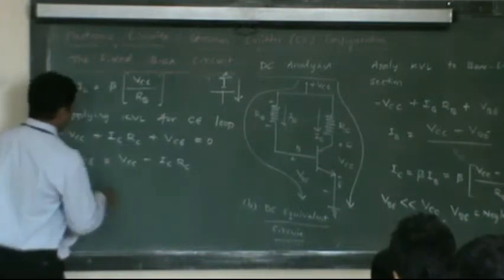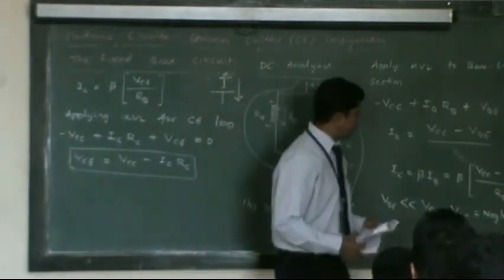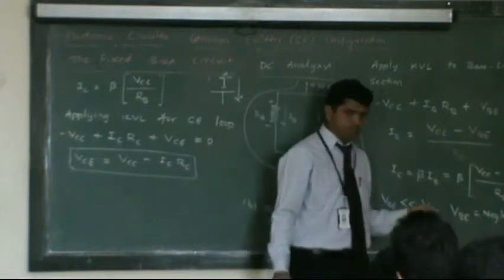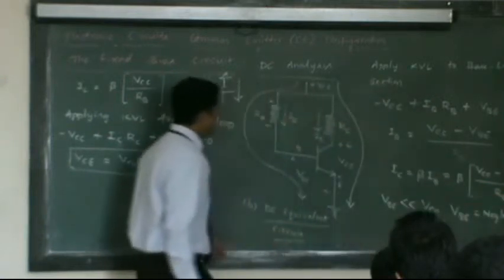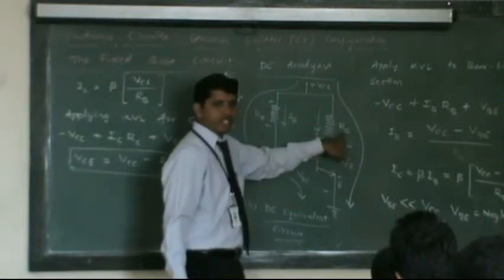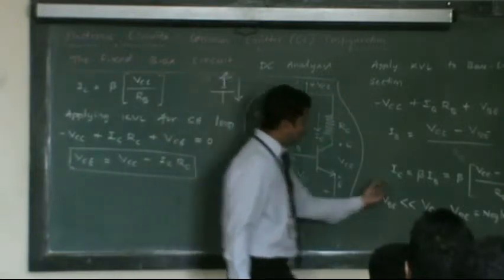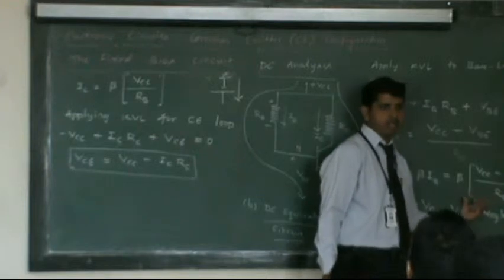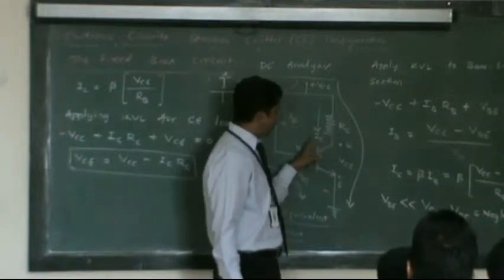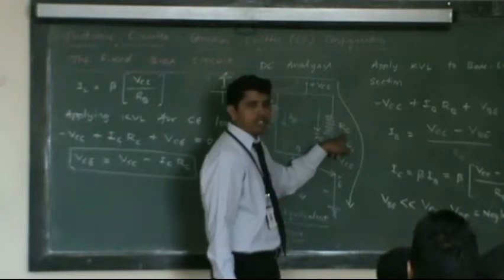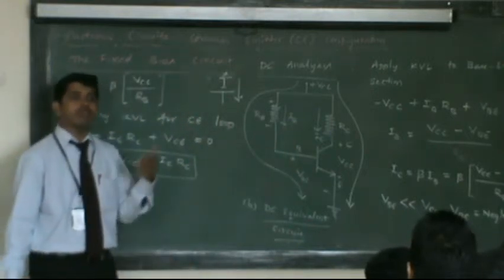One point I would clarify here. If you look at the collector current expression for this fixed bias circuit, IC does not depend upon the RC in this particular case. Even though I am calculating the current in the collector emitter section, after inspecting this expression we can conclude that this collector current is independent of the collector resistor RC. That's an important thing. Your current should not depend upon the value of the resistors.